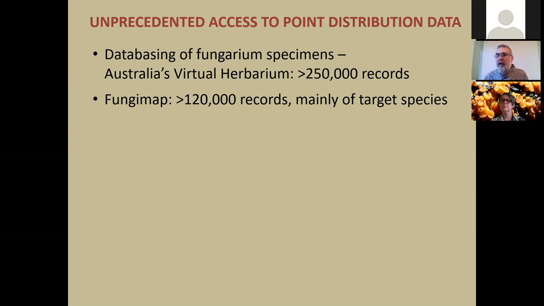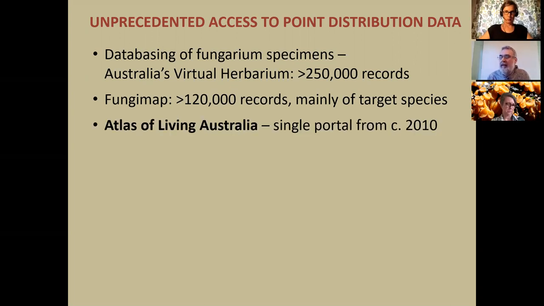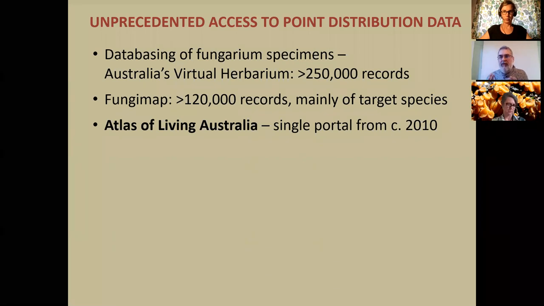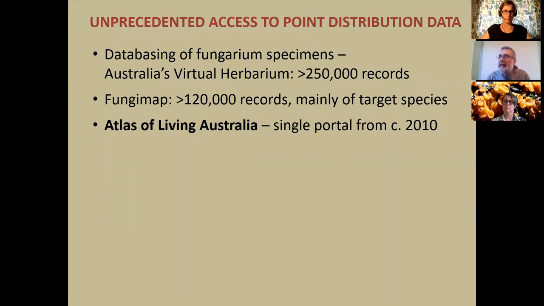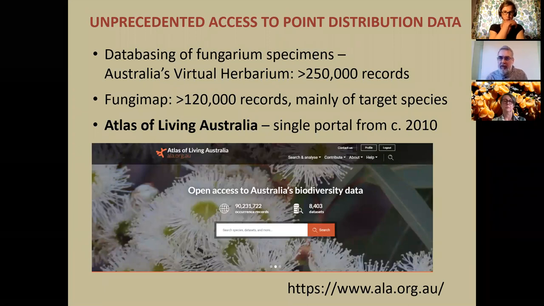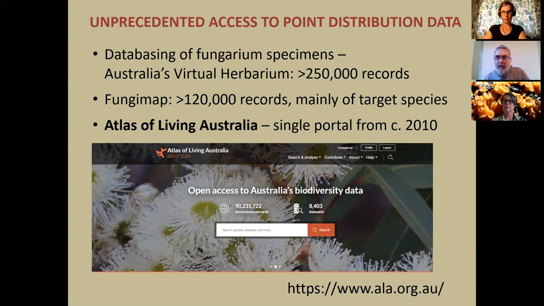We've well over 100,000 records, mainly of the target species. So putting them together, the Atlas of Living Australia offered a single portal for all of that information from about 2010. And that's really been a world-leading portal for access to biodiversity information. Globally, there's the Global Biodiversity Information Facility, GBIF, and all the ALA data goes up to that. But within Australia, we've got this really nice window into our biodiversity data.